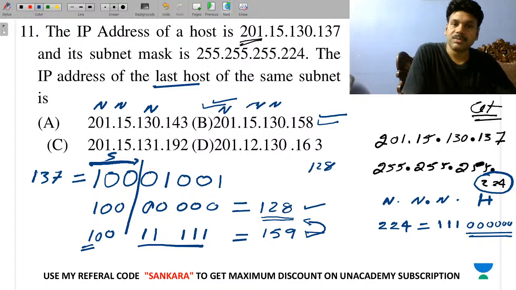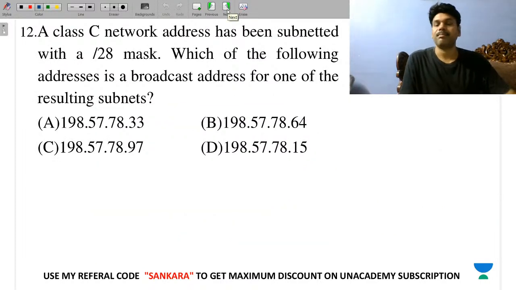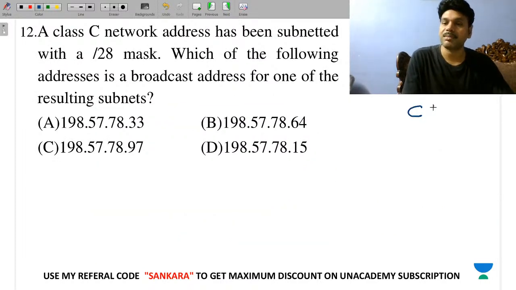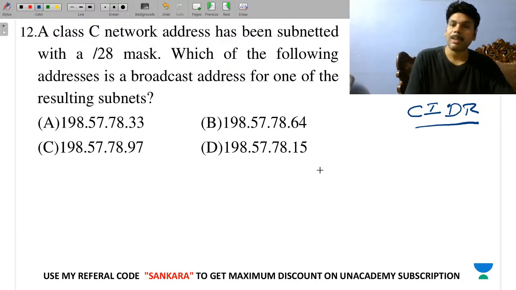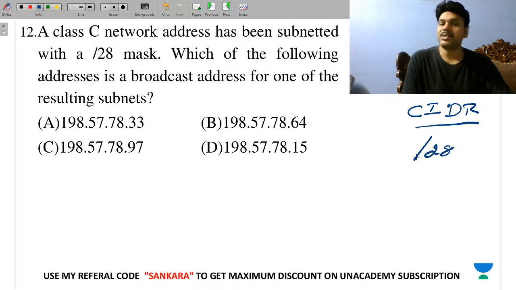Let us go to another question. This is CIDR based. Please understand well. This is CIDR based, that means you need not identify the classes. Yes, somewhat your headache is reduced. And he said slash 28. When he said slash 28, he is asking for the ending block number.